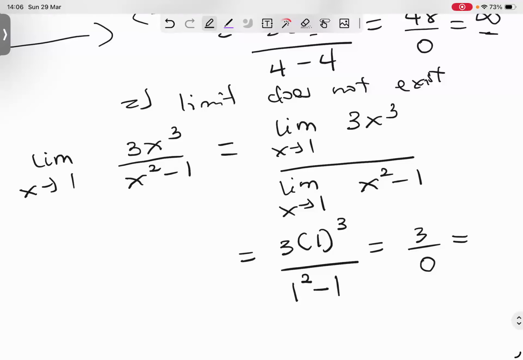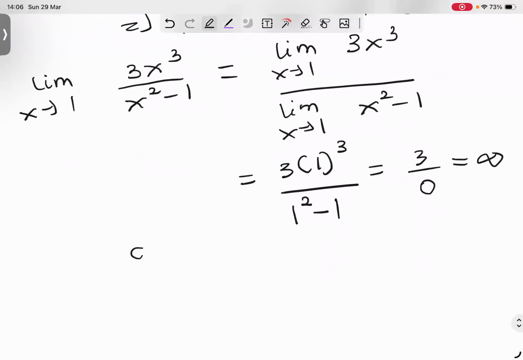What is 3 over 0? It's undefined. What does it say about the limit of the function? It does not exist. Okay, so the limit does not exist because the answer we got was undefined, and that is because only the denominator became 0.